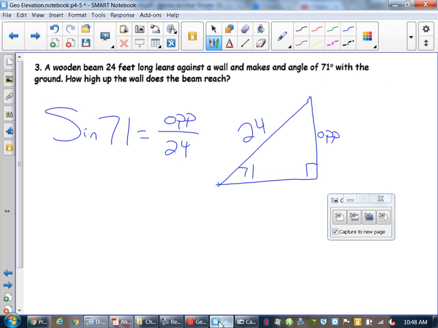Get the opposite side by itself, you just multiply out. And what did you get? 22.6. You'd be surprised the amount of times that people still have issues with drawing pictures. It's not meant to be a gotcha of any sort to getting through this.